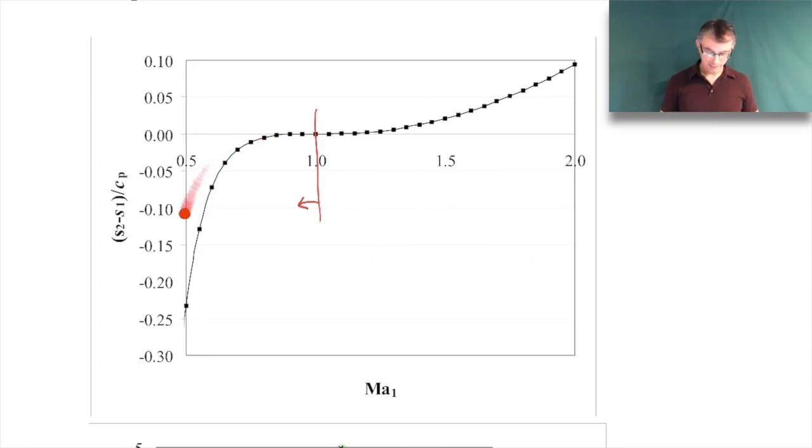You just can't have negative entropy change across the shock. It violates the second law of thermodynamics. So that means you can only have supersonic Mach numbers in shock waves. That's why we never see shock waves forming in subsonic flows. It would violate the second law of thermodynamics. You can only get shock waves forming in supersonic flows.